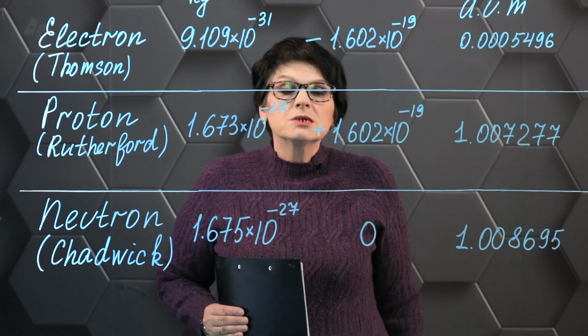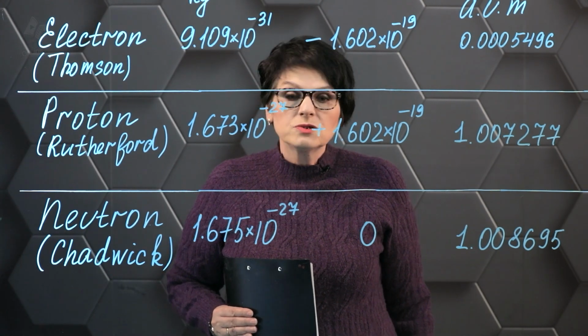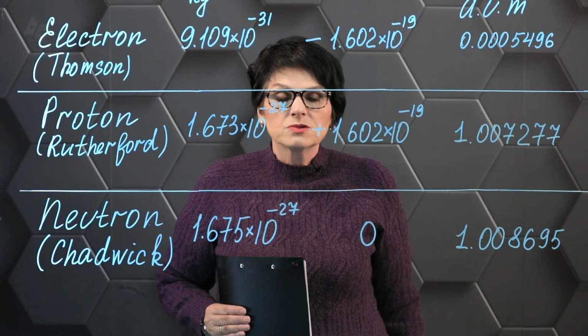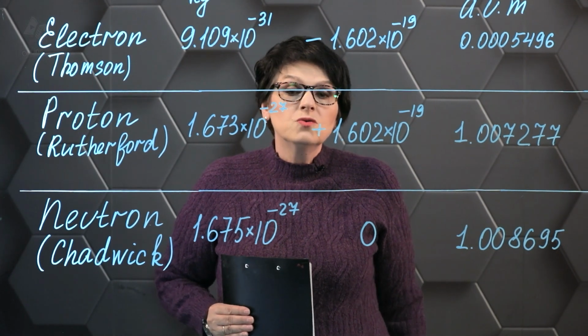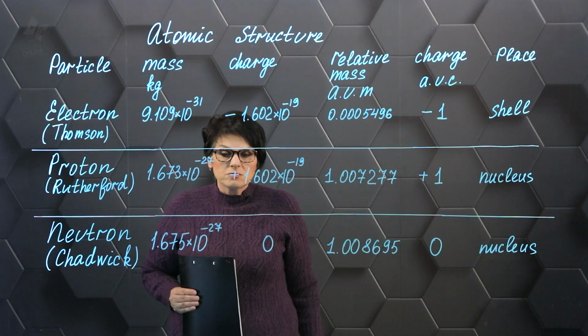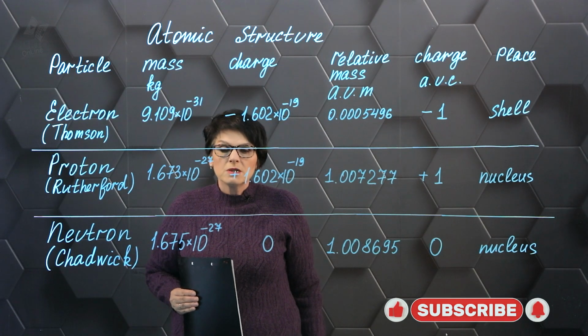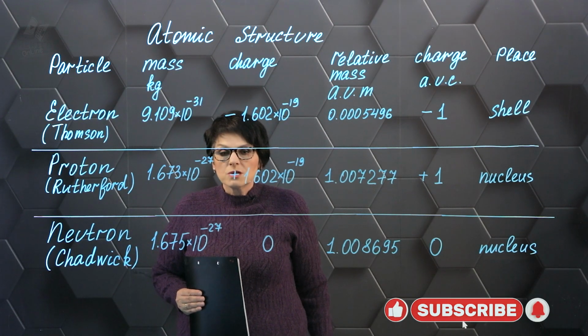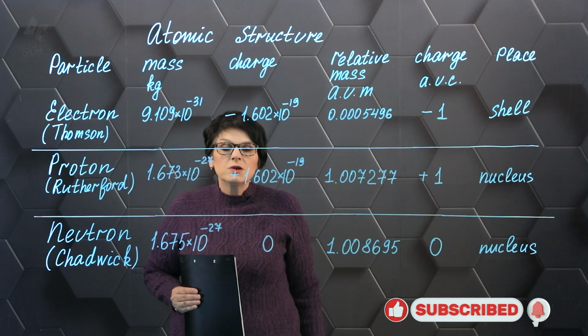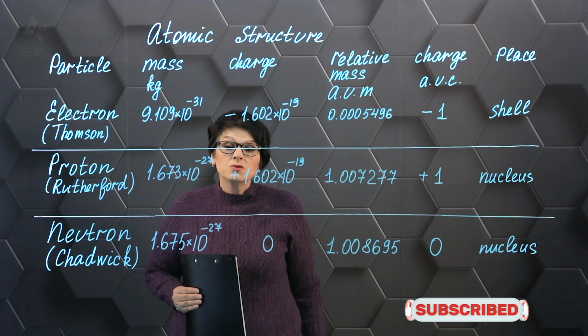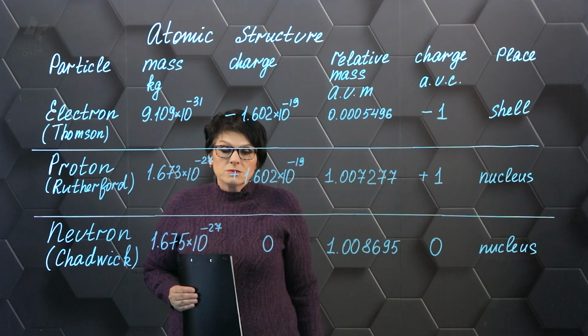So we will discuss the question of how ions are formed respectively. But besides that, we will find out in the next lesson what the differences are between isotopes, isobars, isotones, and what is a more capacious concept, nuclides. Well, that's all for today.